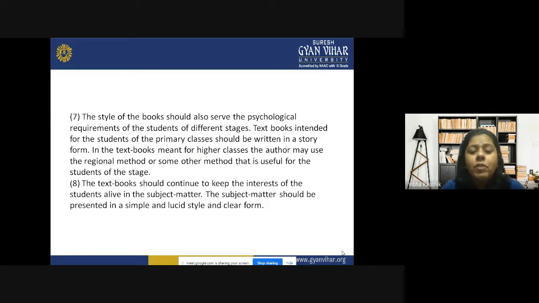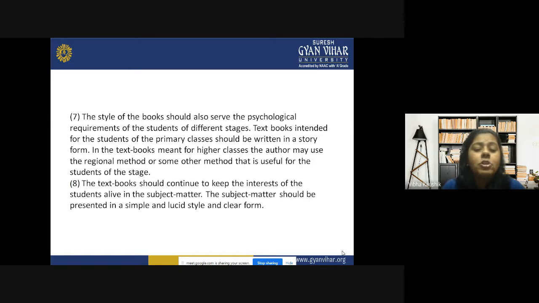In the textbooks meant for higher classes, the authors may use the regional method or some other method that is useful for the student of that stage. The textbook should continue to keep the interest of the student alive in the subject. It is not that only one or two chapters are written in a form that the students are interested in reading. It's not like that. We have to prepare the book in such a manner that from the first chapter to the last chapter, it should be alive and the students are interested to read that particular book.